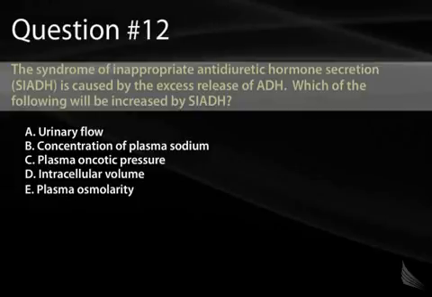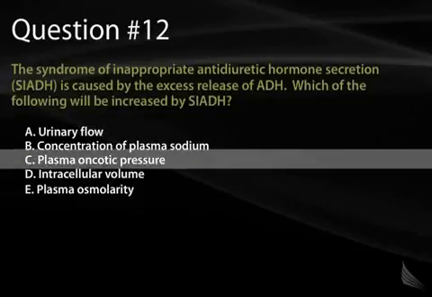So let's go through question 12. The syndrome of inappropriate antidiuretic hormone secretion, or SIADH, is caused by the excess release of ADH. Which of the following will be increased by SIADH? A. Urinary flow. B. Concentration of plasma sodium. C. Plasma oncotic pressure. D. Intracellular volume. Or E. Plasma osmolarity.